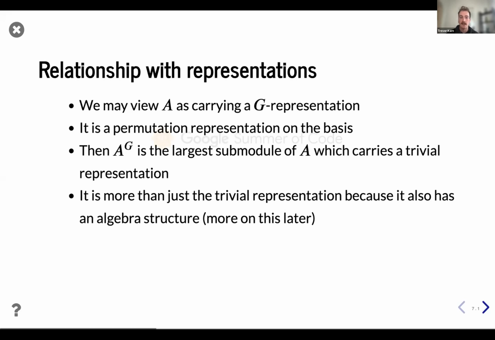But it is more than just that, because it does also have an algebra structure. If you multiply things that act trivially, and they're fixed under the group action, it shouldn't matter whether you multiply them first or whether you act, everything will be fixed. And so this maintains an algebra structure. And I'll say a little bit more about that later.